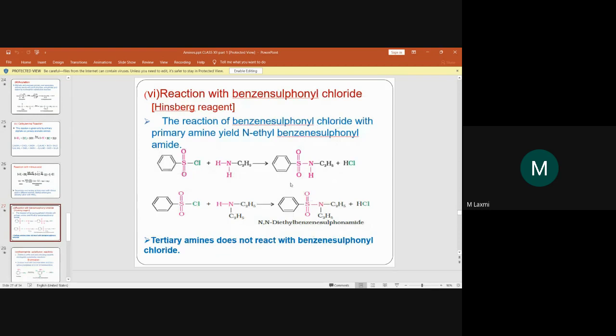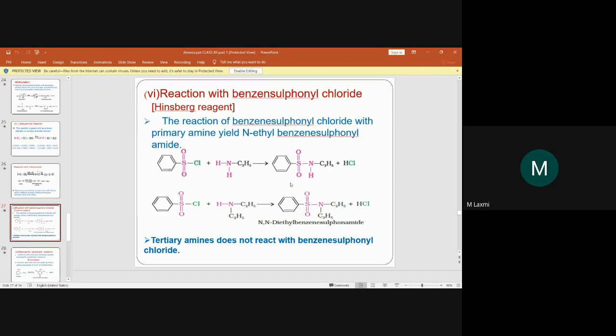Then Hinsberg reagent. This is a reagent which is used to differentiate different types of amines. Primary and secondary amines will show a positive test for Hinsberg reagent, while tertiary amines will not react with it. Do you remember the Lucas test? Yesterday I asked one question when I came here. Tertiary alcohols will produce turbidity with Lucas reagent. Primary will not produce it immediately. Secondary alcohols will produce turbidity on heating. So this is all about the Lucas test.